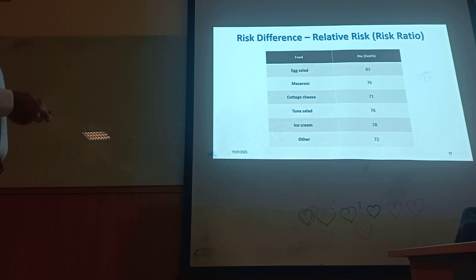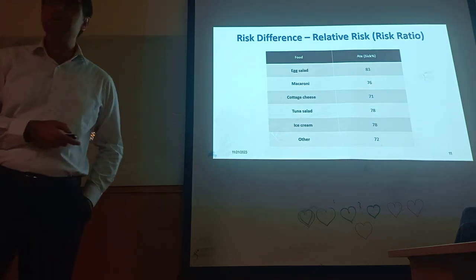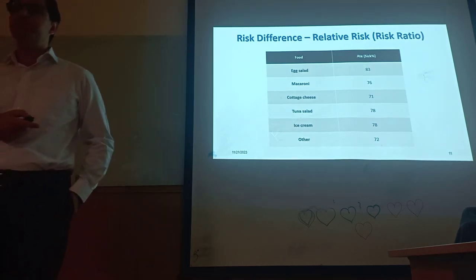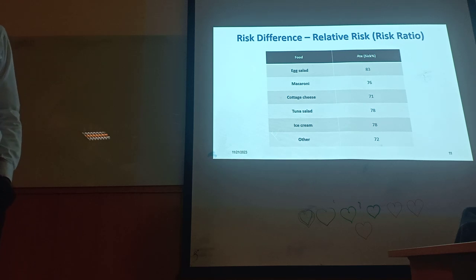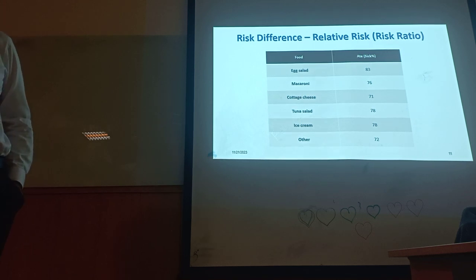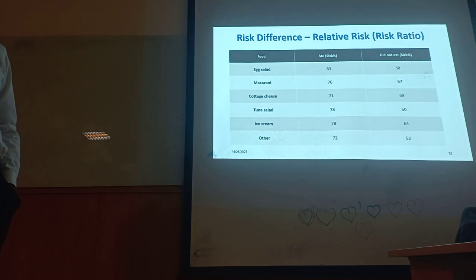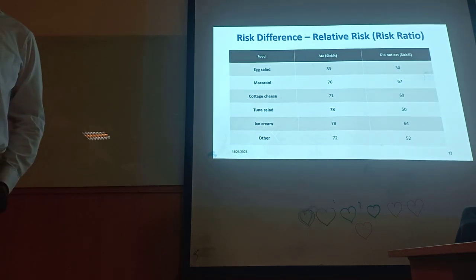78% of those who ate tuna salad actually got sick as well. So, which one is responsible? It seems that we need further information. Exactly. To be able to calculate excess risk, we need to know what the absolute risks are in those who did not eat that food item.